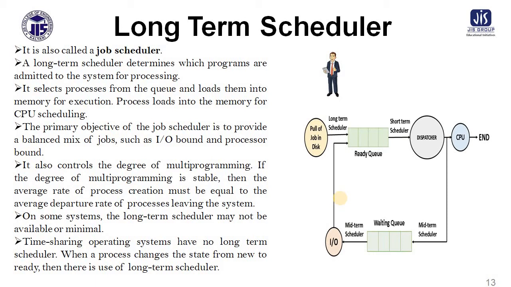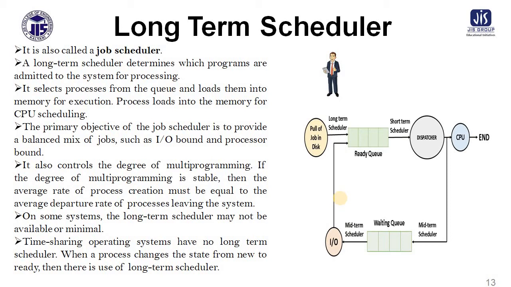It also controls the degree of multi-programming. That means as many processes as possible will be handled by the CPU and your computer RAM, so the degree of multi-programming will increase. If the degree of multi-programming is stable, then the average rate of process creation must be equal to the average departure rate of processes leaving the system.